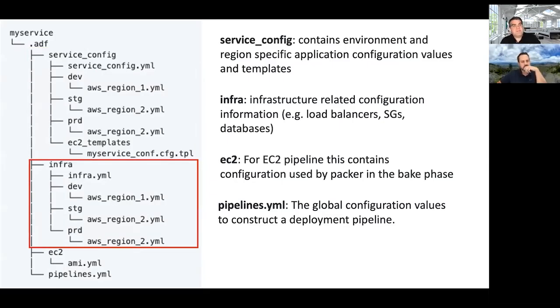Infrastructure. This contains the environment and region infrastructure definitions for the application. It can contain things like IAM, security groups, load balancers, databases, basically anything that can be managed with Terraform. It's worth noting, and we'll get into this a little more later, that these values are essentially Terraform TFRs with references to the modules they're supposed to be used with.